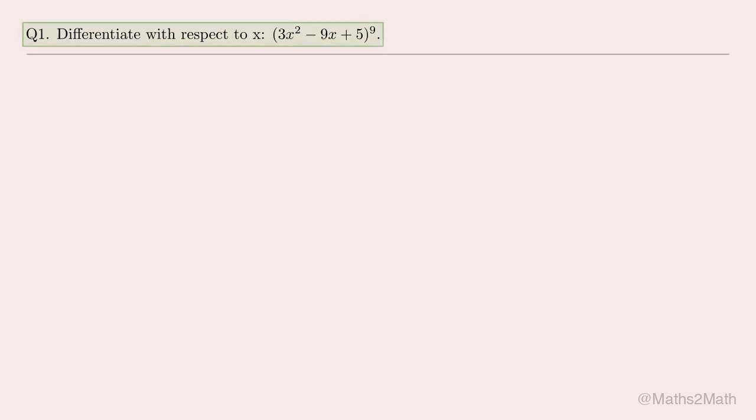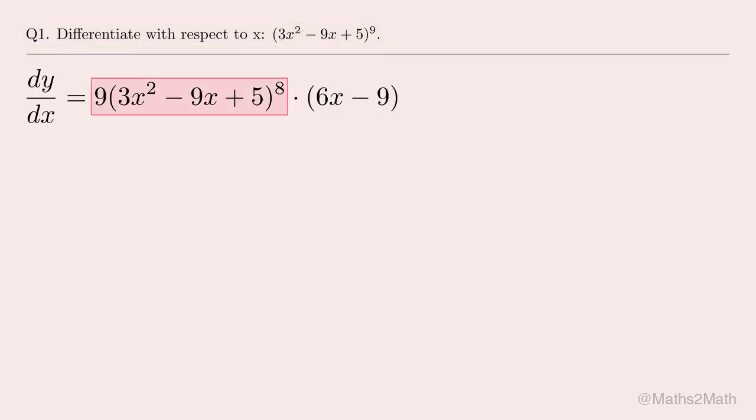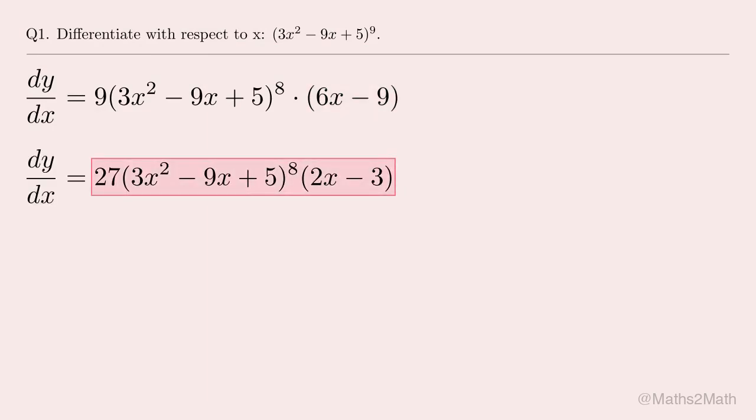Question 1. A quadratic raised to the 9th power, a straight chain rule. Bring the 9 down, drop the power by 1, multiply by the inner derivative. Chain rule with the inner derivative 6x minus 9. Factor 3 out of the bracket.